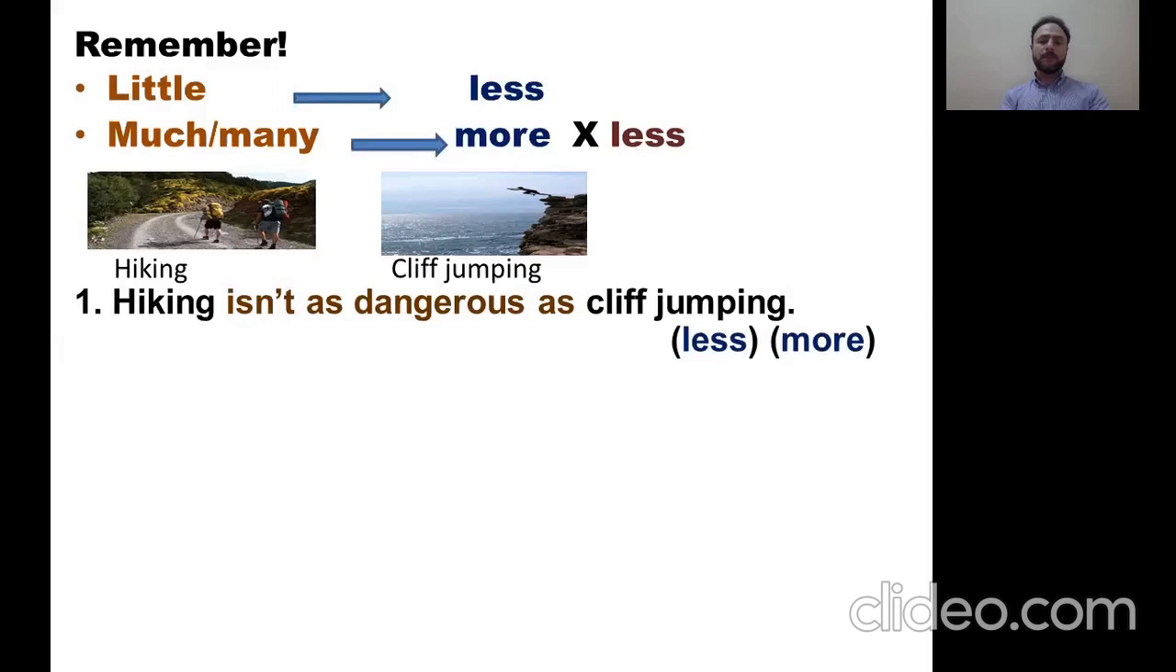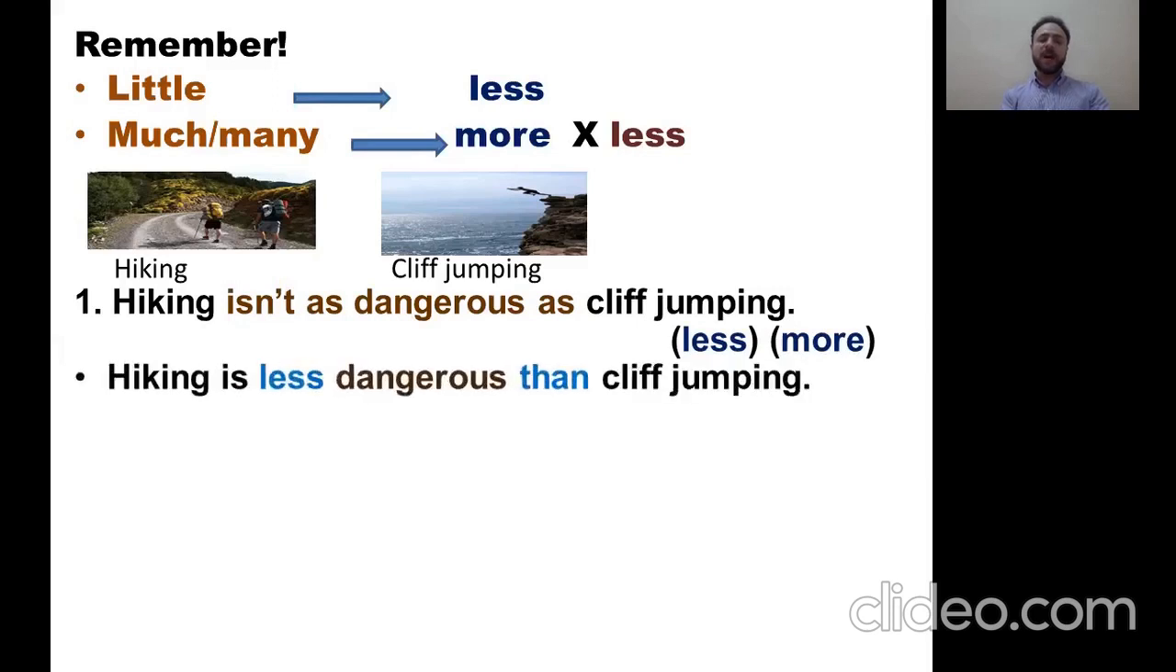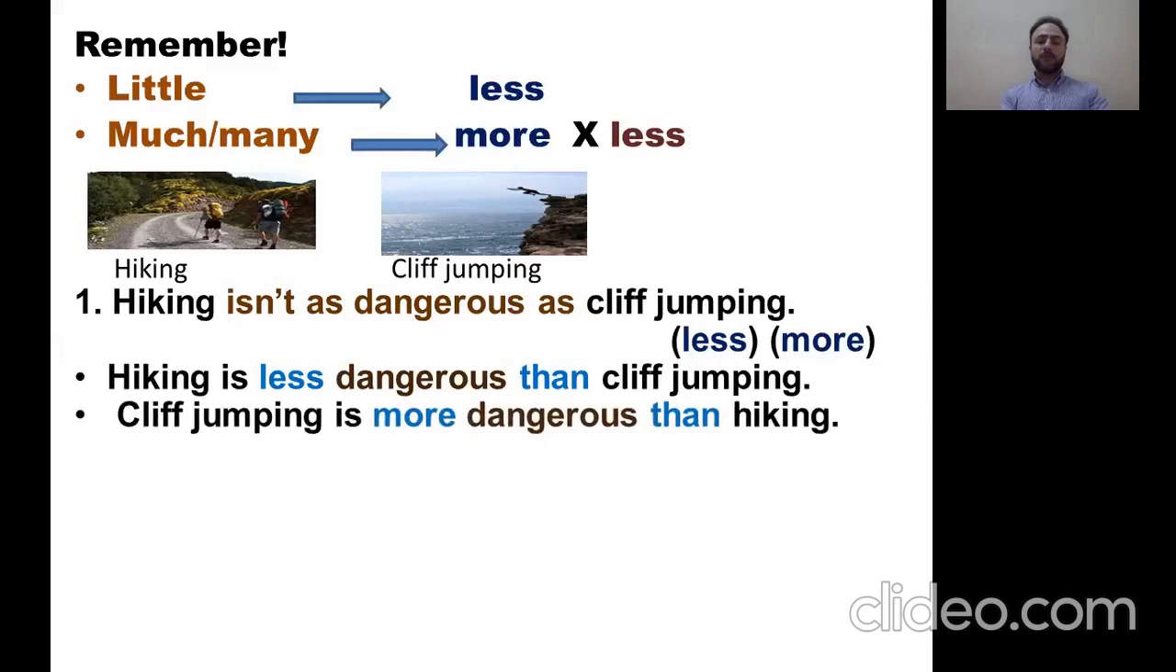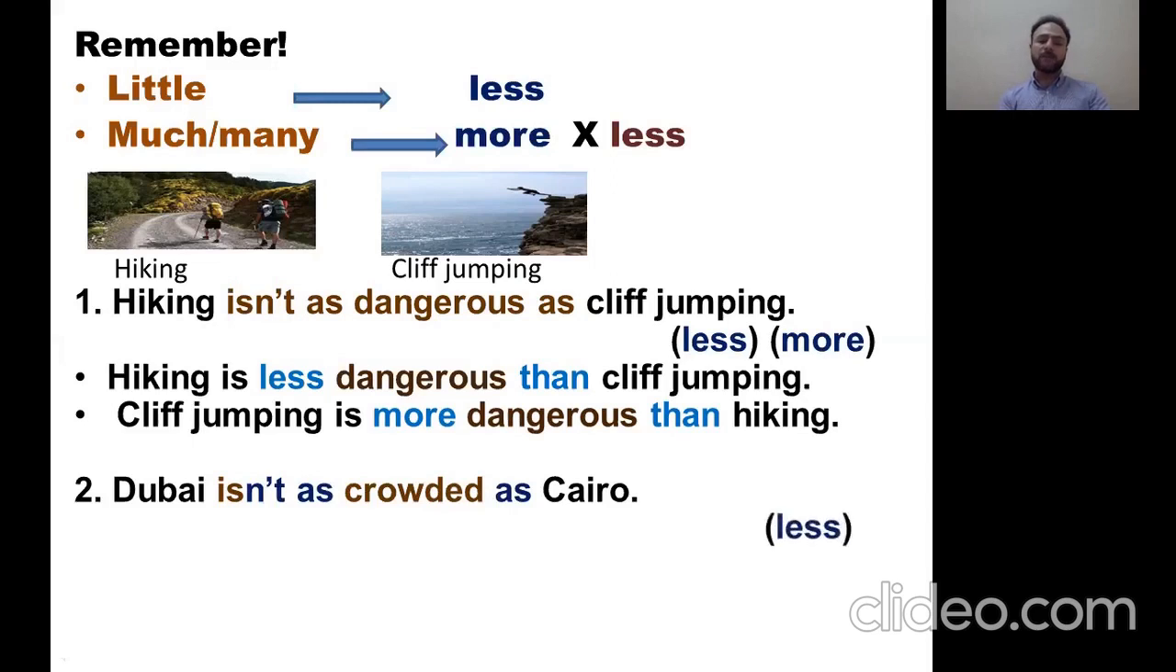Yes? You can pause the video and answer, then check your answer here. So the answer is hiking is less dangerous than cliff jumping. If we are going to use more, so cliff jumping is more dangerous than hiking. As we said, more is the antonym of less. Number 2, Dubai isn't as crowded as Cairo. Use less. So Dubai is less crowded than Cairo.